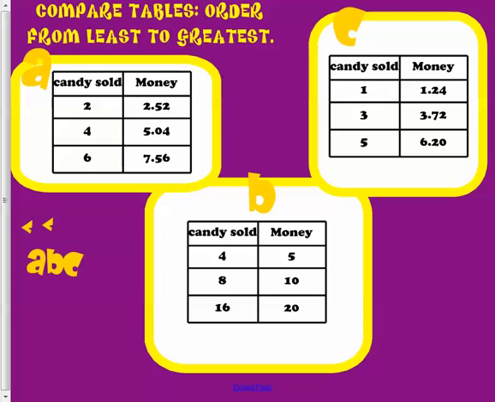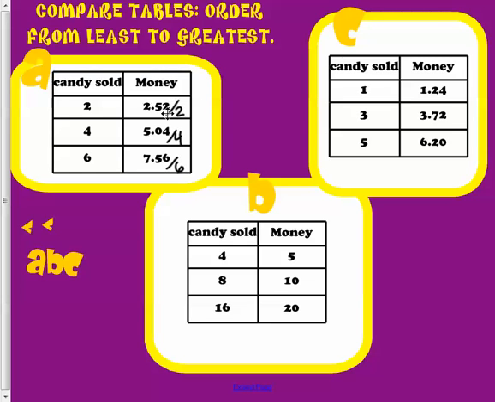In this video, we're comparing tables, graphs, and equations in different situations. In this situation, I'm selling candy and making a certain amount of money. So I'm trying to figure out in A, B, and C how much I'm making for each unit of candy sold. So each one of these is going to give me the same ratio.